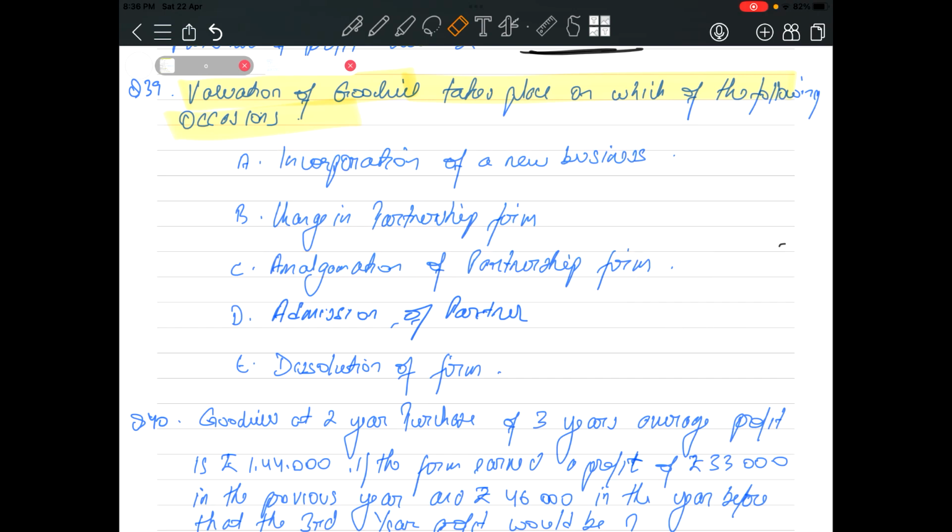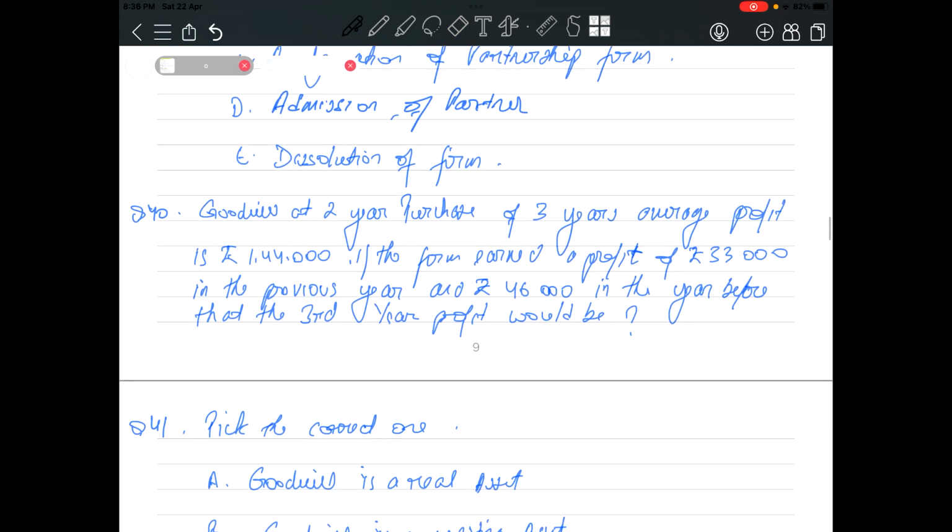Now let's move to question number 40. What is the question saying? Let's read. Goodwill at 2 years purchase of 3 years average profit is how much?